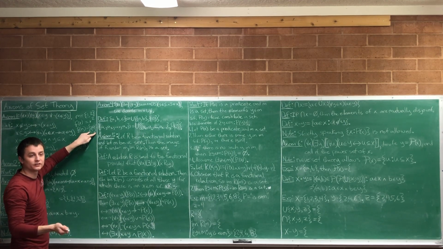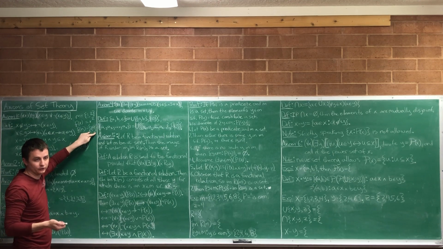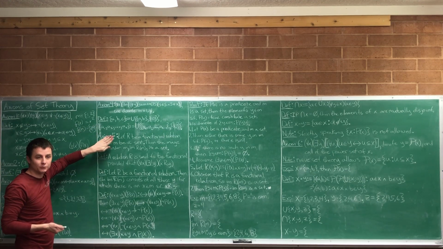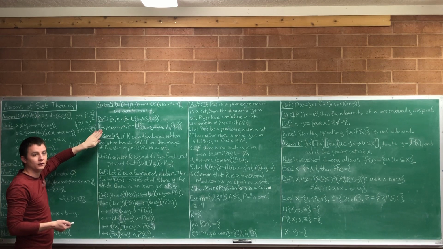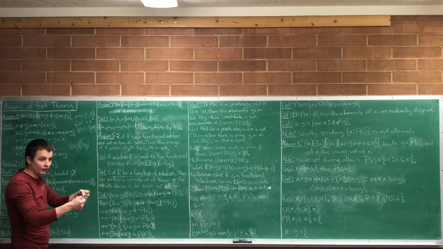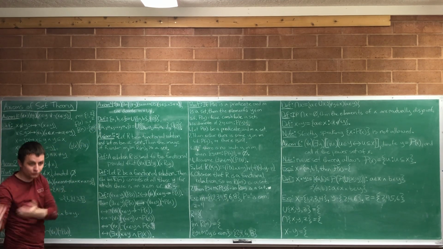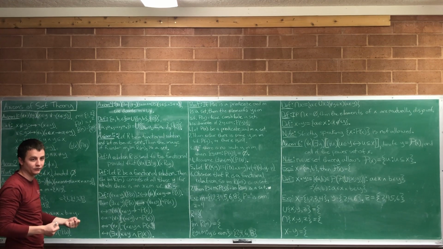We've always just called it a set. You're used to just calling the image of a function a set. This axiom guarantees us that the image of a function is actually a set. So you take a function, you give it a set, it spits out a set. That's what the axiom says.